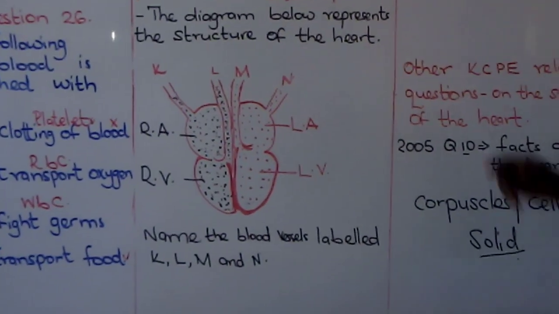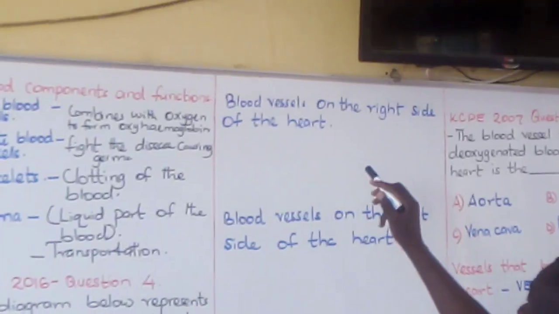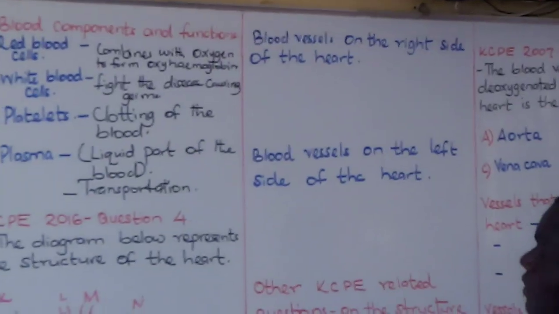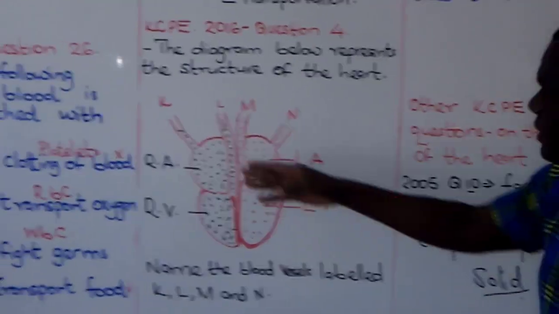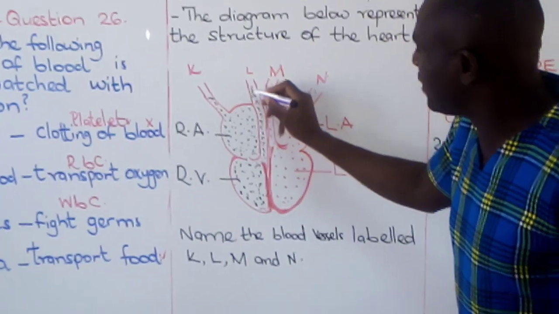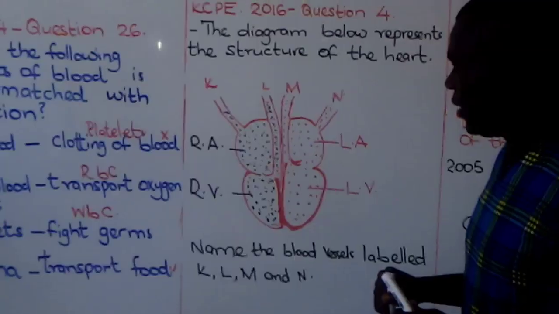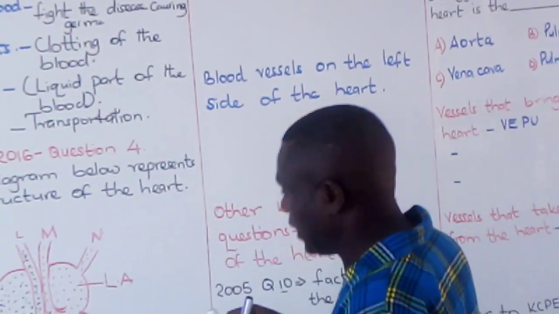Let's come to this other part of the heart. Blood vessels on the right side of the heart. The right side is this side, and these are the blood vessels, this one and that one. So I have used this mnemonic.